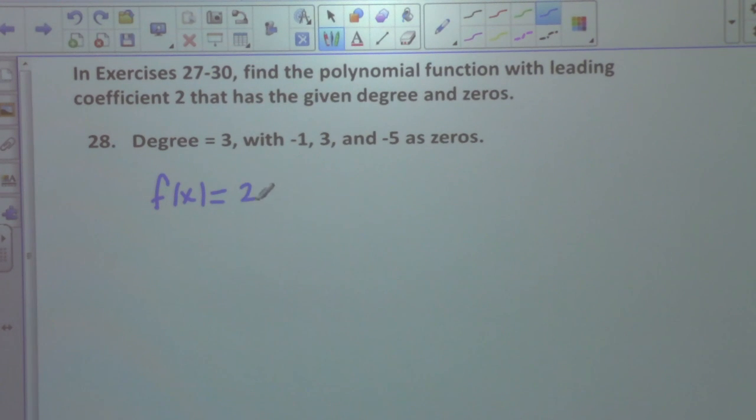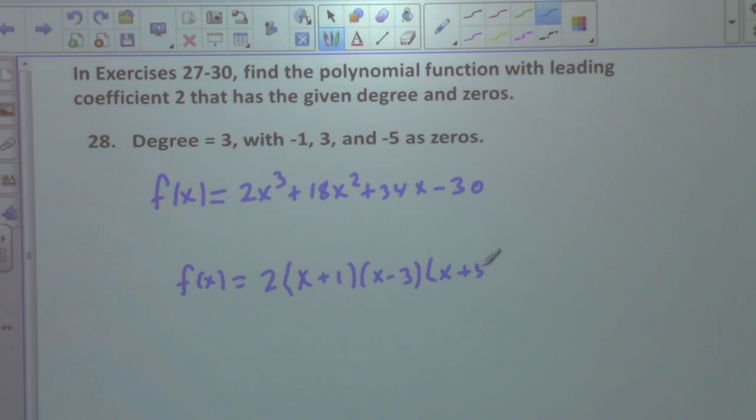2x to the third plus 18x squared plus 34x minus 30. Did you check it in the calculator? No, I just finished it. Okay, if somebody could check that in the calculator. I'm going to take some liberties, and we're running a little bit low on class time. So I'm guessing that what she did was this, and you just distributed all that together, right?